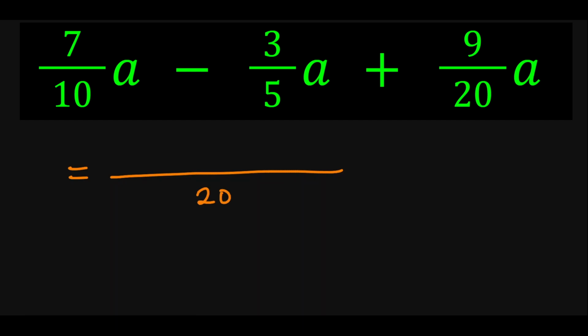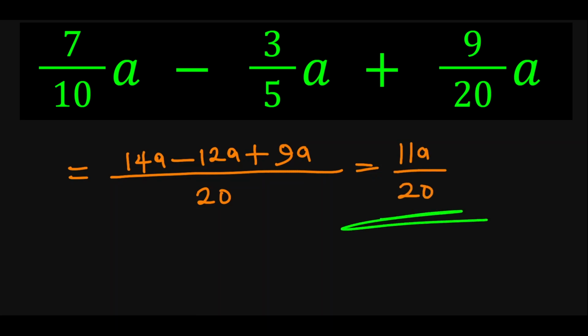20 divided by 10 is 2. 2 times 7, 14. So that is 14a. Minus 20 divided by 5 is 4. 4 times 3 is 12. So that is 12a. Plus 20 divided by 20 is 1. 1 times 9a is 9a. So if we solve further, 14a minus 12a gives us 2a. And then 2a plus 9a gives us 11a. So the answer here is 11a over 20. And that becomes the final answer.